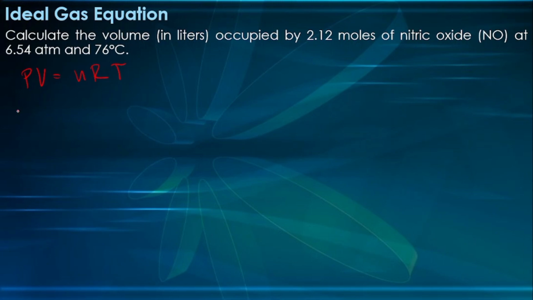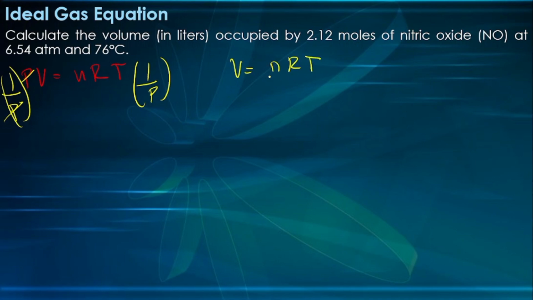So we need to multiply both sides by the inverse of pressure to cancel the pressure, P. So 1 over P on both sides. We cancel P, we cancel P. So the formula we will use is volume is equal to nRT over pressure, because nRT times 1 over P is nRT over P.